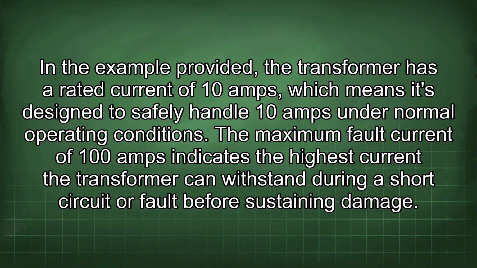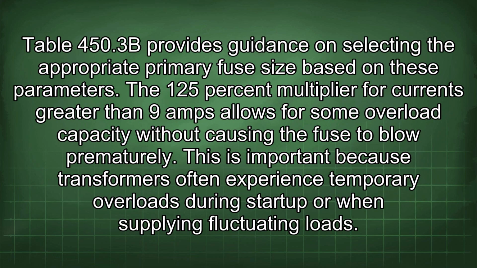In the example provided, the transformer has a rated current of 10 amps, which means it's designed to safely handle 10 amps under normal operating conditions. The maximum fault current of 100 amps indicates the highest current the transformer can withstand during a short circuit or fault before sustaining damage. Table 450.3(B) provides guidance on selecting the appropriate primary fuse size based on these parameters.